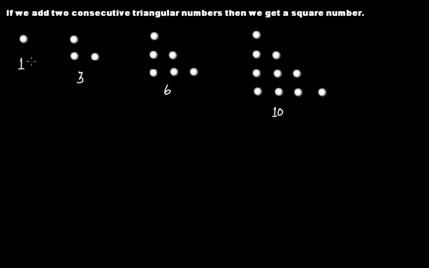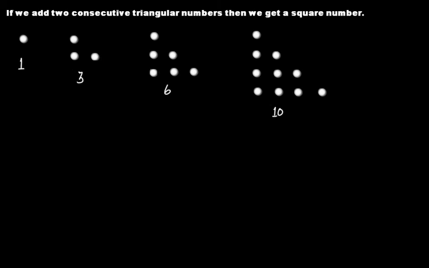Now, 1 is a triangular number because you can draw a triangle here. 3 is a triangular number because you can draw a triangle here using these dots, and the same thing is true for 6 and 10 also. Now, let's add these two consecutive triangular numbers, that is 1 and 3.